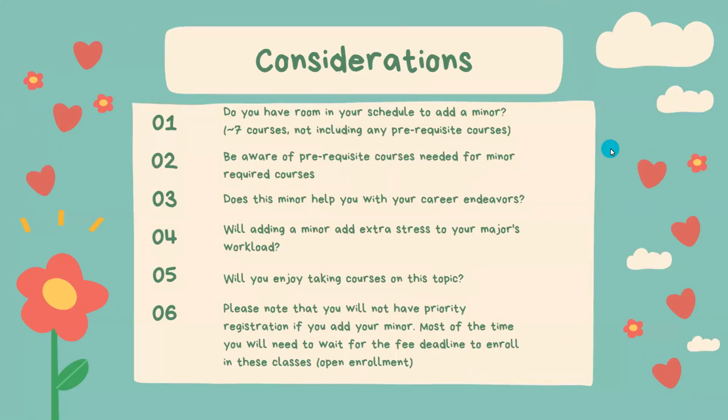So some things I really want you to consider, especially if you're choosing to add a minor, is one, do you have room in your schedule to add a minor? A minor will typically take about 7 extra courses, and it will add to your major workload, but keep in mind that those 7 courses that are listed in the requirements do not include any prerequisite courses. So in my case, I am majoring in mechanical engineering and minoring in biomedical engineering.